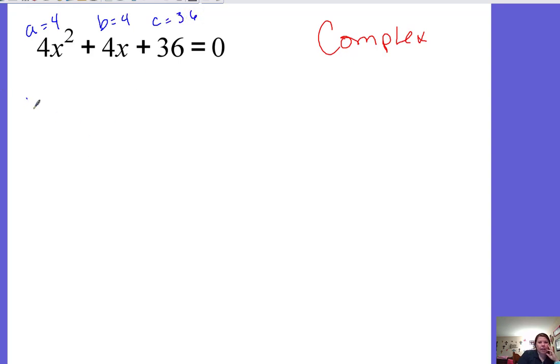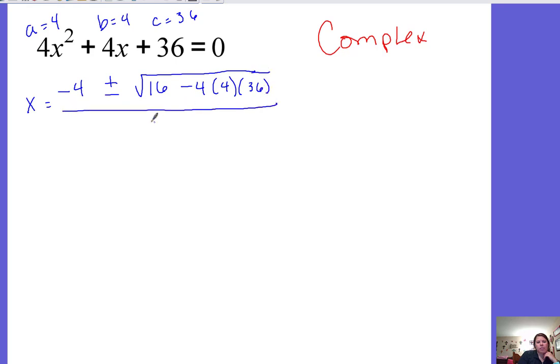So we have x equals negative 4 plus or minus the square root of 4 squared. Did lots of 4s on this problem. So 4 squared, b squared, minus 4 times a times c, all over 2a. So 2 times, breaking my own rule, 2 times 4, so 2a, 2 times 4 is really 8.